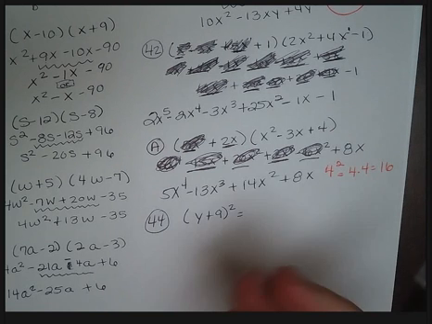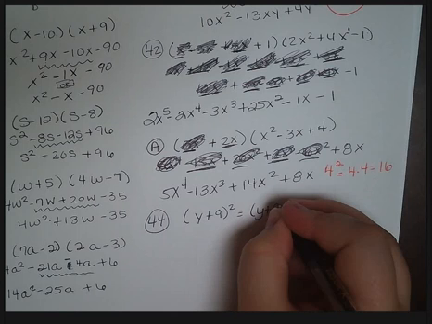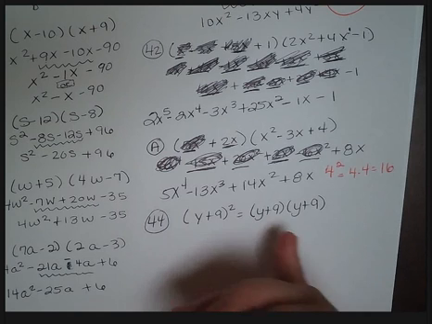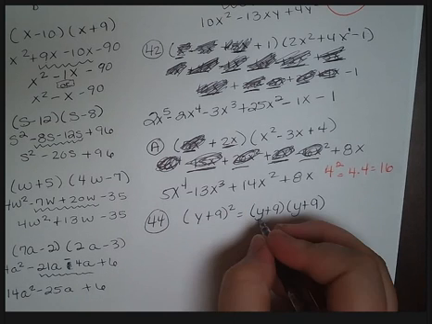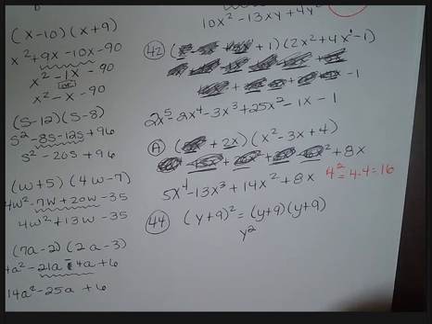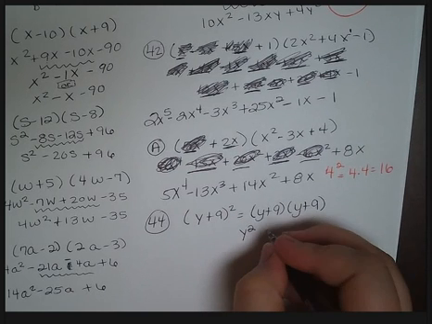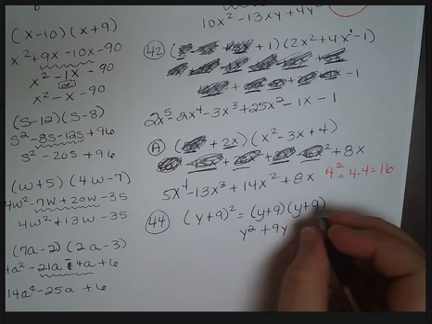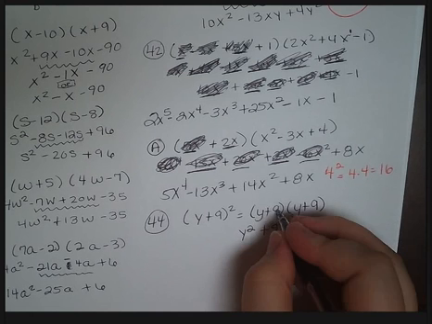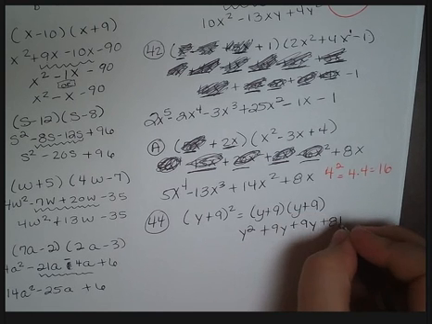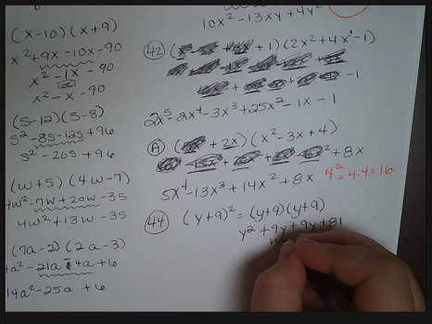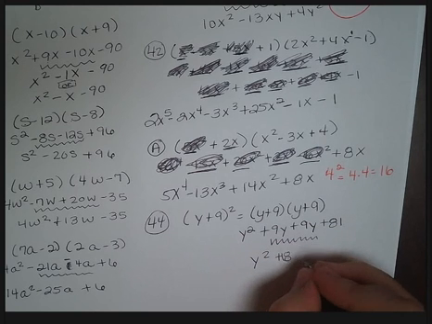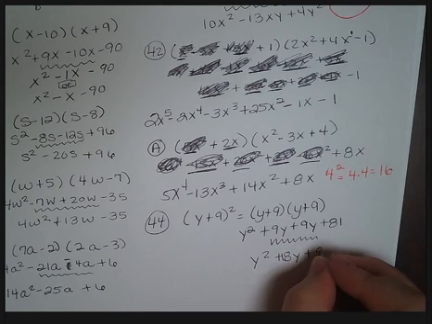So here, to work this problem, we would do y plus 9 times y plus 9. So you write it out 2 times because you're squaring it. So y times y gives you y squared. Y times 9 gives you 9y. Then this 9 times y gives you 9y. And then 9 times 9 gives you 81. Combine your like terms to get y squared plus 18y plus 81.